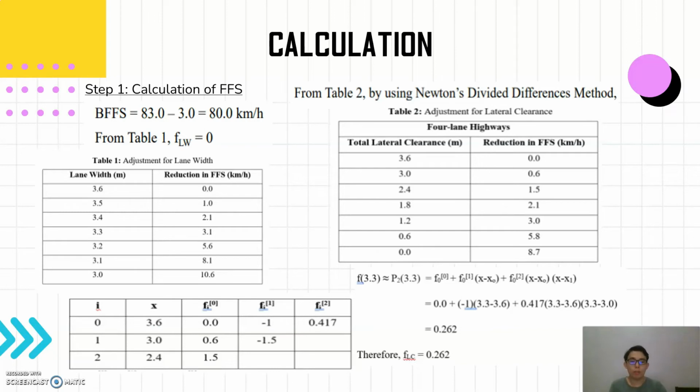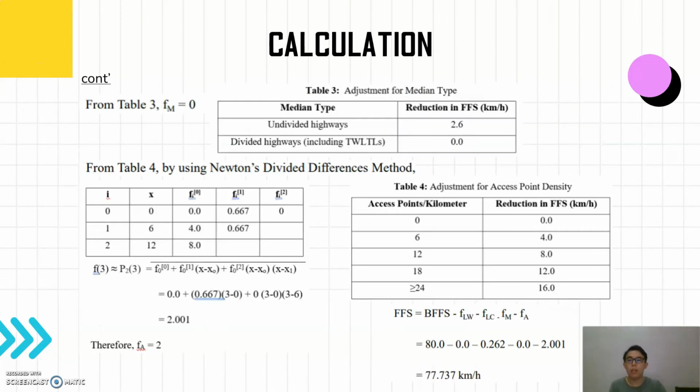So from table 2 we have to find the value of FLC. So by using Newton divided difference method we can get the FLC value is equal to 0.262. And next, from table 3, we can directly get the value of Fm, which is equal to 0. And from table 4, by using the Newton's divided difference method, we can get the value of Fa equals to 2. So from above this, we can get the value of FFS equal to 77.737 km per hour.